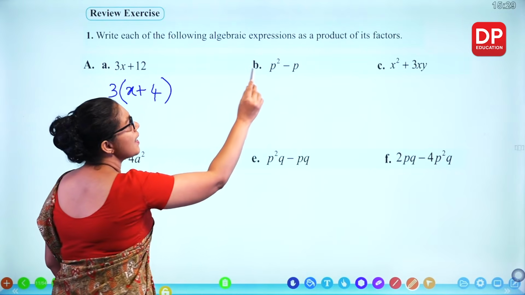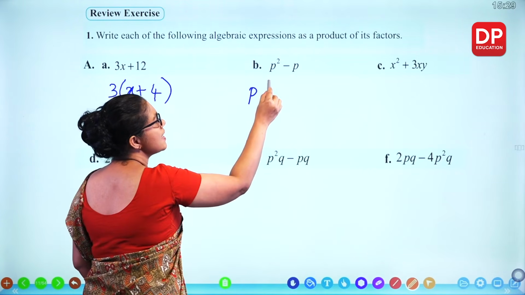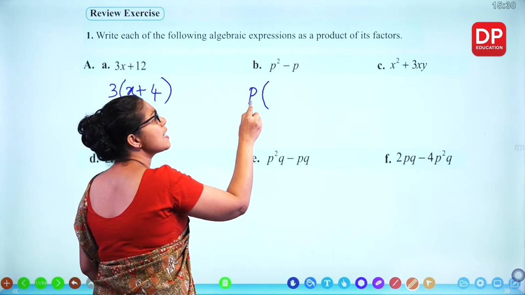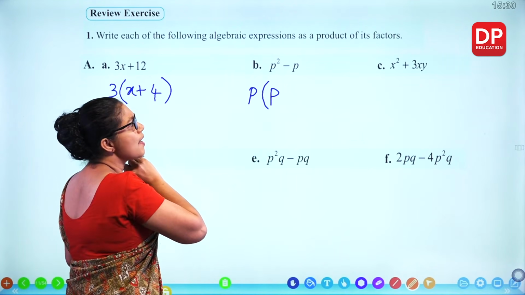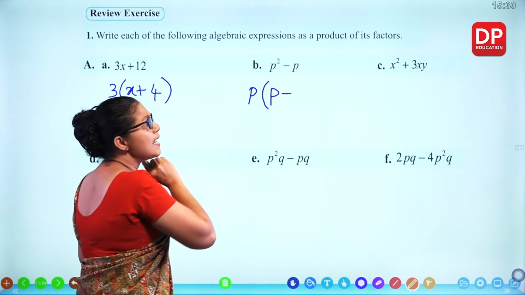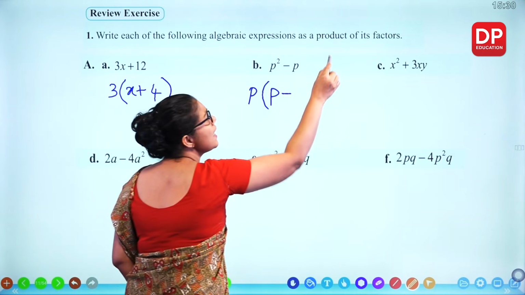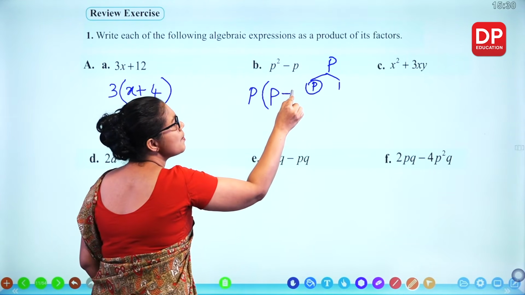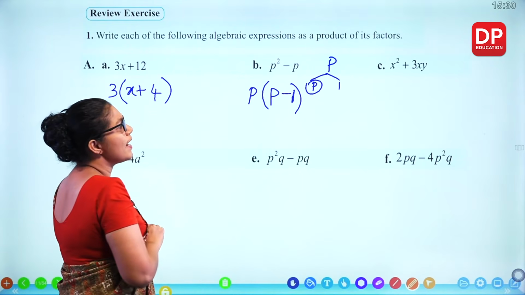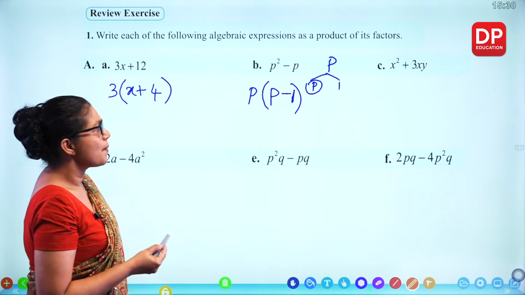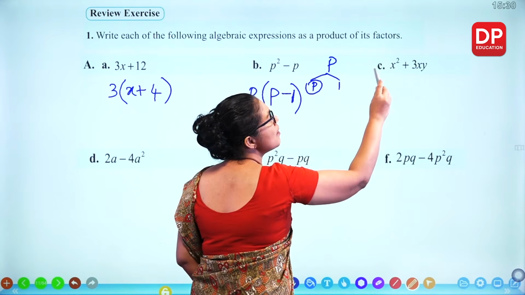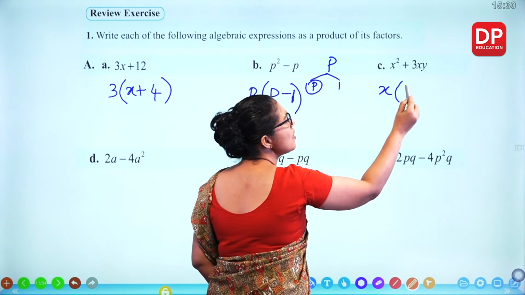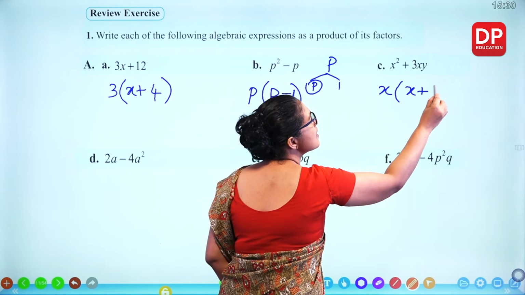What about this one? I can see p is common. Take it out. What's remaining? P squared is p times p. So I have already taken one p. You can write another p there. So p is already taken. So we can write p times 1. I took p out. So what's remaining? 1 here. So I can write p times p minus 1. Now look at this question. What's common? X is common to both of these and I can take it out. What's remaining? X plus 3y.